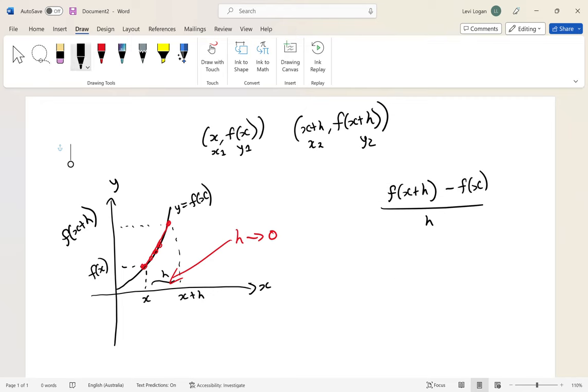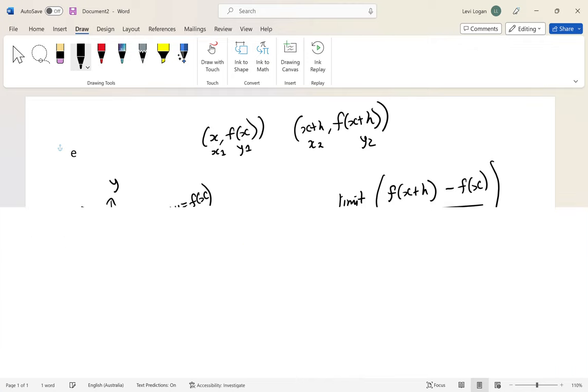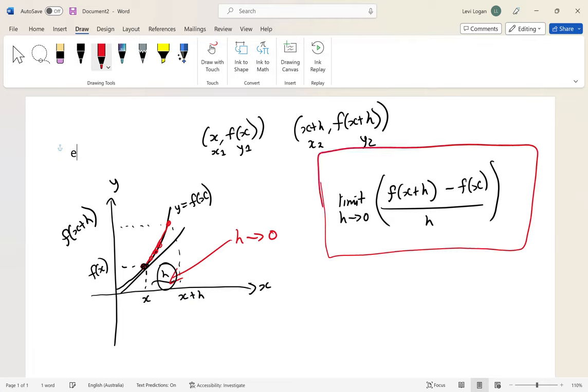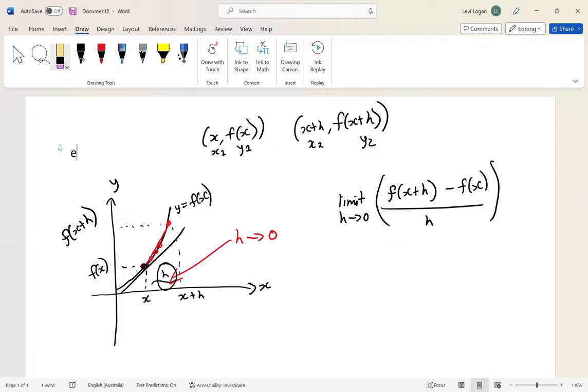Now I want to introduce the idea of a limit. So we're going to put a limit as h approaches 0. If this distance becomes 0, these points are going to be on top of one another, which would give us an instantaneous gradient. You might be familiar with this. This is the first principles of the derivative. So this is where the first principles comes from.